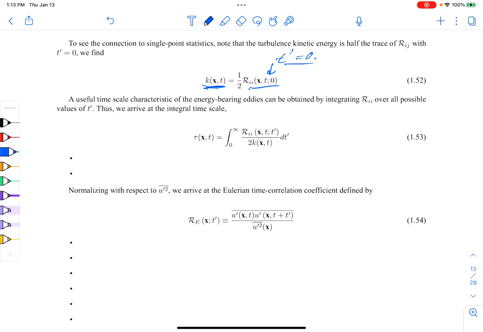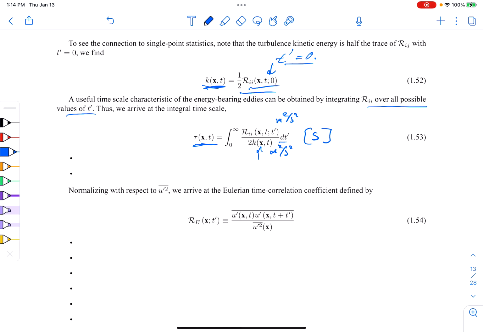Okay, with that, we might also try and define larger time scales. And what we would do is integrate R over all possible values of t prime. So this function, it's at a particular spatial location, and we integrate over time. Say dt prime, we'll integrate that away and divide by 2k, and then we'll get to dimensions of seconds, right? So this is meters squared per second squared. This is meters squared per second squared. We're integrating in time, so our units are seconds. I always like to check the dimensions of this equation.